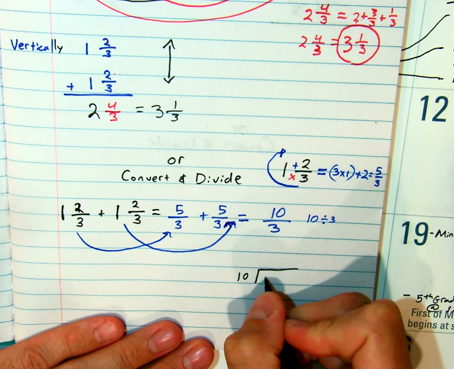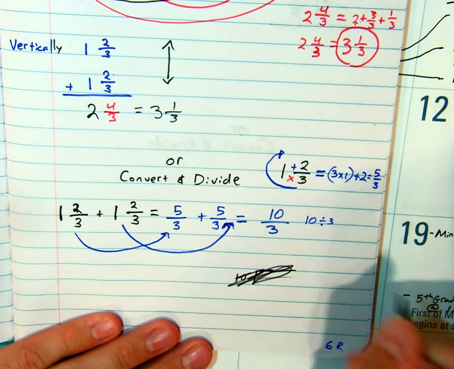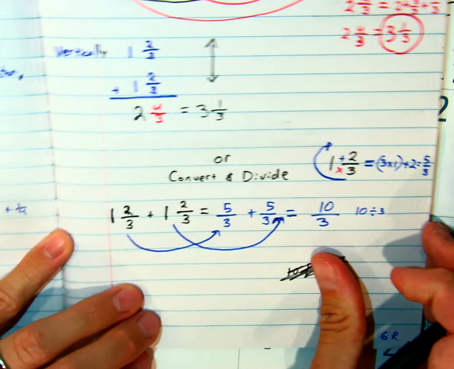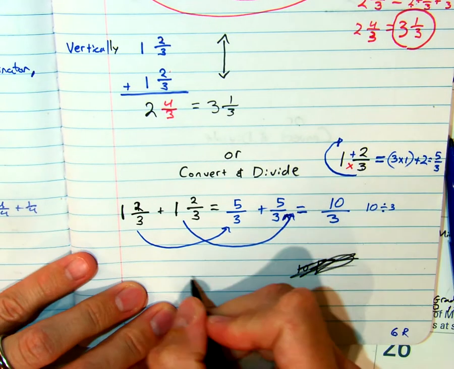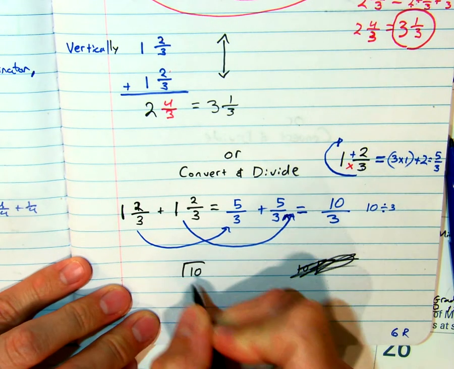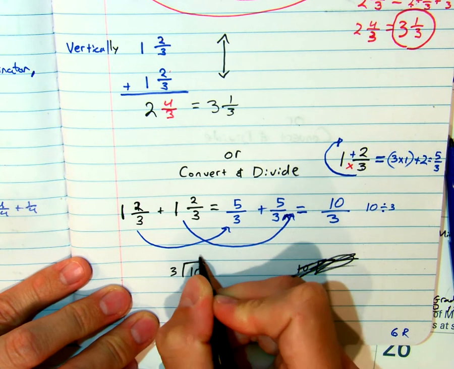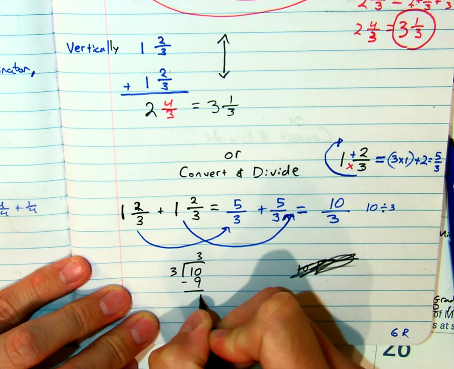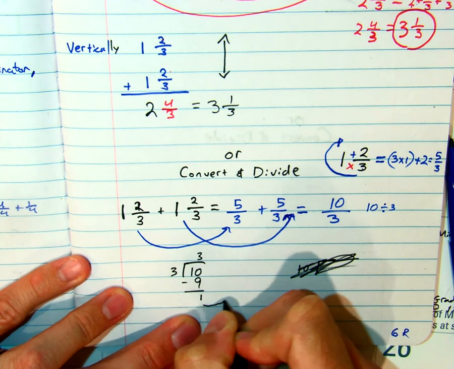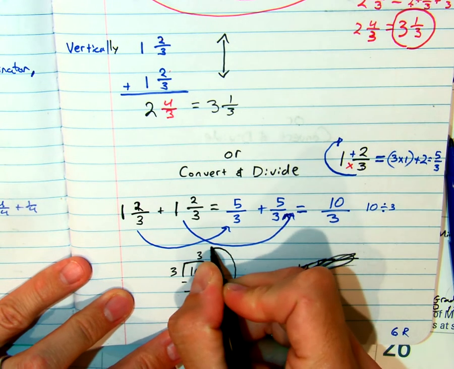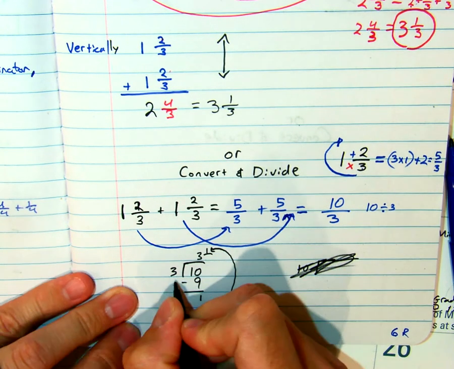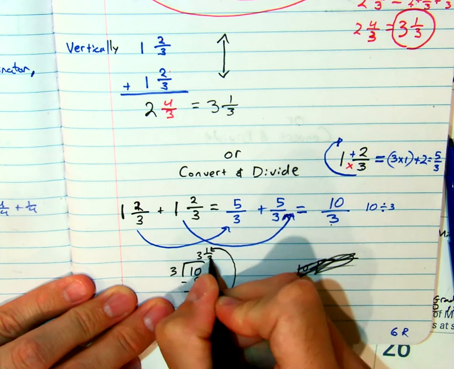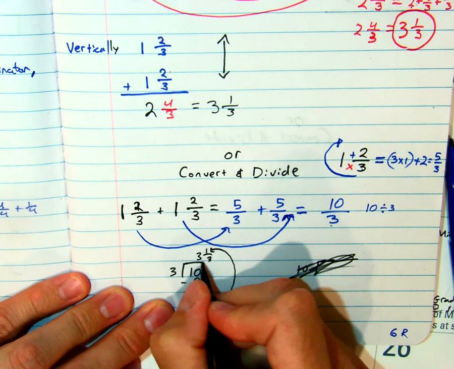10, whoops. What was I thinking? Let's try that again. Let's grab some space. 10 divided by 3. 10 is in the box. 3 is outside. 3 goes into 10. 3 times 3 is 9. Subtract. You get 1 left over. That becomes our new numerator. And we keep that 3. So our answer is 3 1/3.